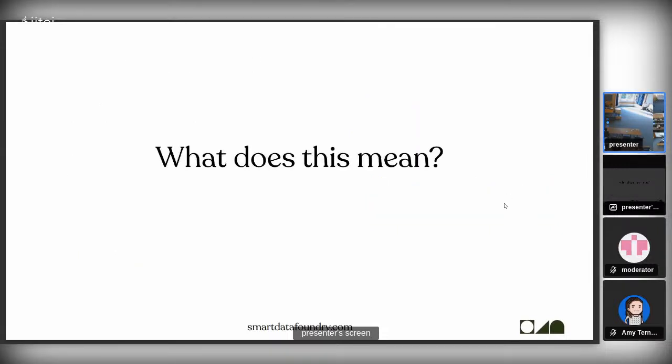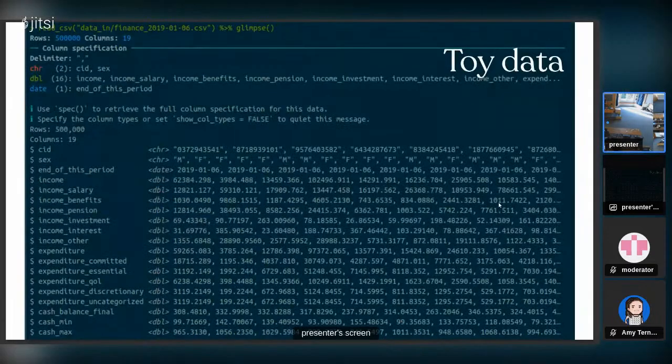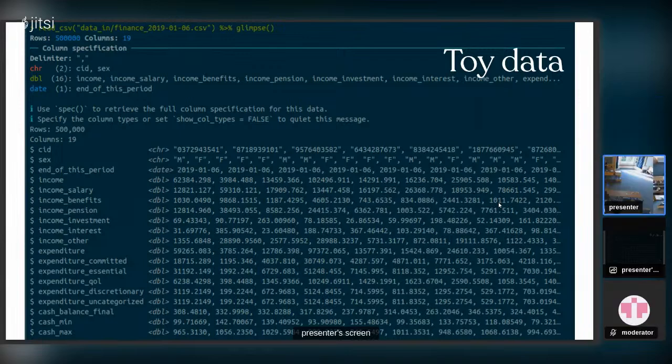So what does this mean in practice? Toy data, definitely not real data. So this is the kind of stuff we get from NatWest. We get anonymized ID, we get sex information, it's just male and female. We get data aggregated on a weekly basis, and then we get a breakdown of income categories and a breakdown of expenditure categories. These are the ones that the bank has to report to the Financial Conduct Authority, and then we get some things around cash balance at the beginnings and ends of periods and that sort of thing.